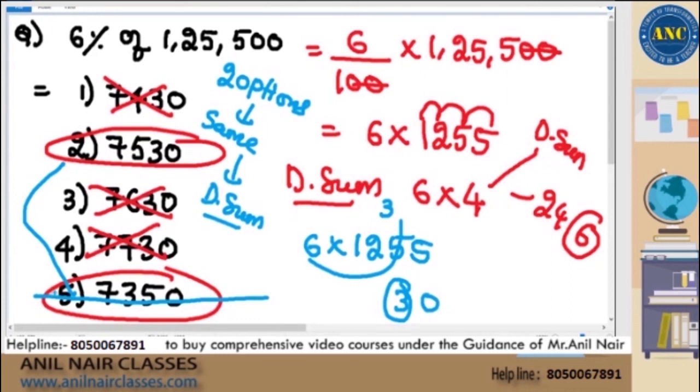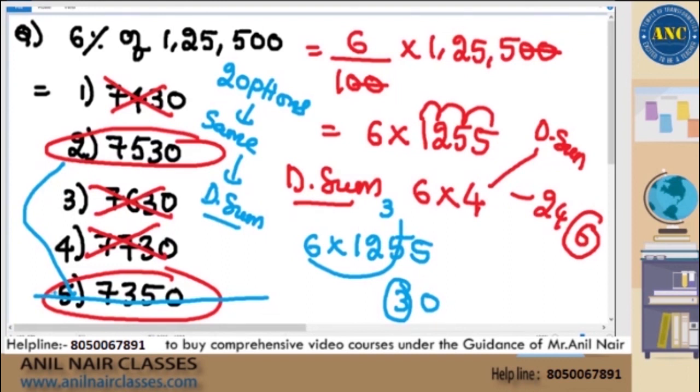6% is 6 by 100 into 1,25,500. 0 0 0 0 cancel. 6 into 1,255. 5 plus 5, 10. 10 plus 2, 12. 12 plus 1, 13. 13 digital sum is 4. 6 4s are 24. 2 plus 4 is 6. Digital sum is 6. Right? Answer digital sum should be 6.